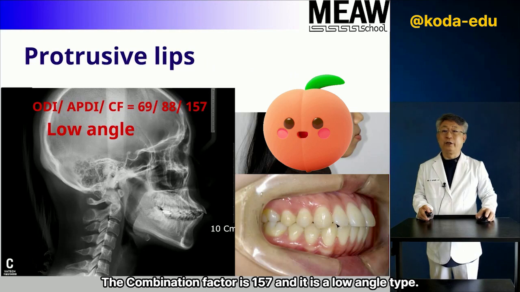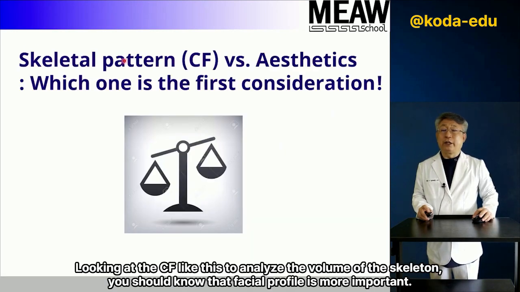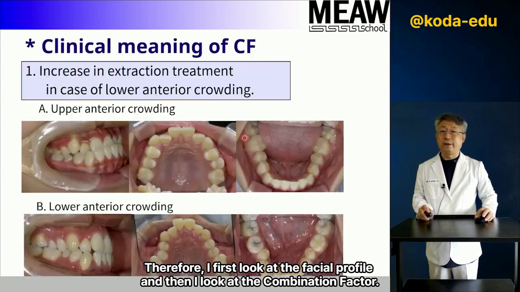The combination factor is 157 and it is a low angle type. However, a protruding lip is observed. Would the facial profile be improved with non-extraction treatment? We look at the CF like this to analyze the volume of the skeleton. You should know that facial profile is more important. Therefore, I first look at the facial profile, and then I look at the combination factor.